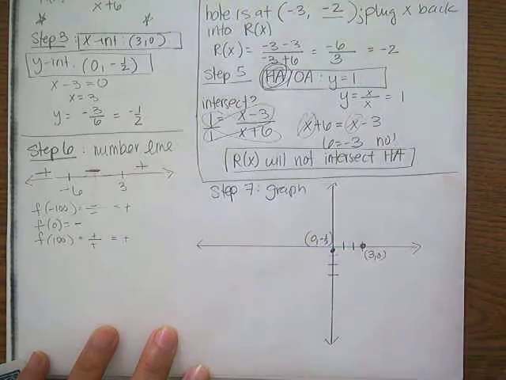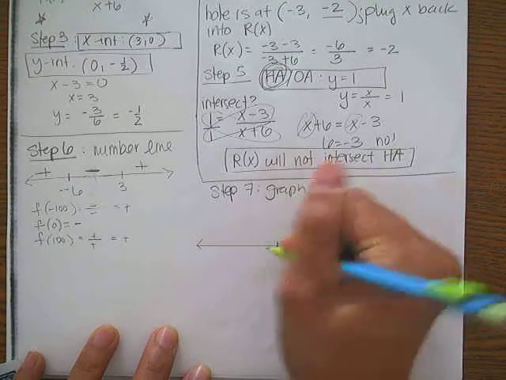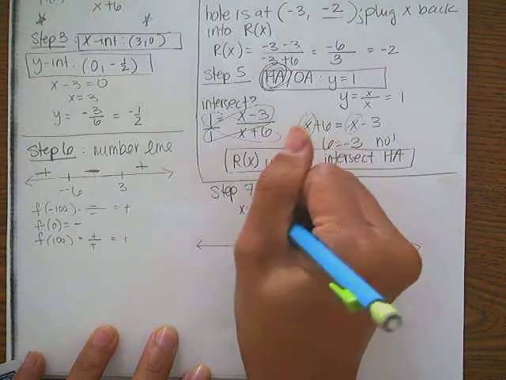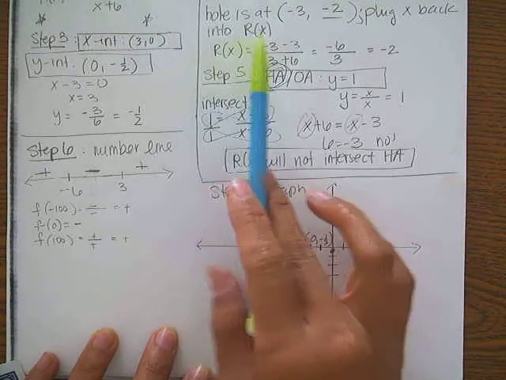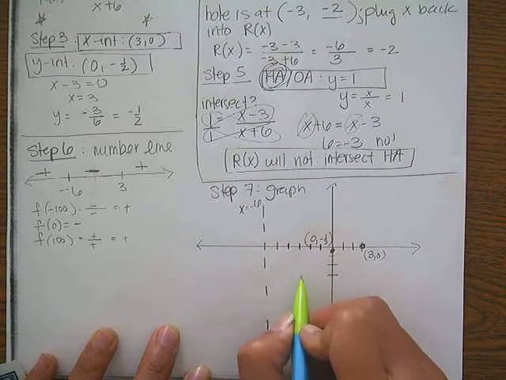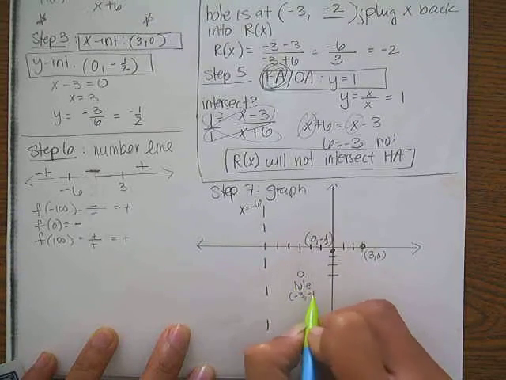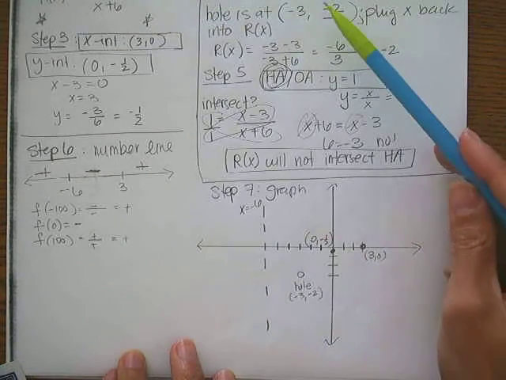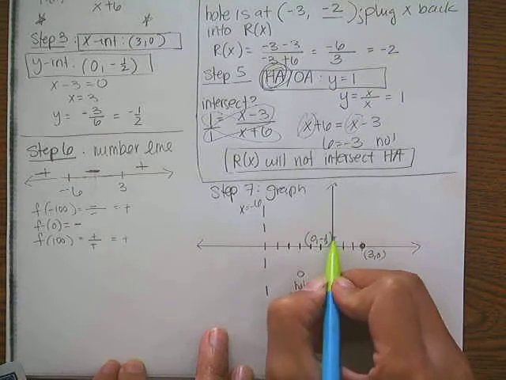Step 4, VA at negative 6. So negative 1, negative 2, negative 3, negative 4, negative 5, negative 6. X equals negative 6. What else? I have a hole at negative 3 comma negative 2. So 1, 2, 3, a hole somewhere here. Label it: hole, negative 3, negative 2. Look at that. So that's your step 4. Step 5, we have an HA at y equals 1.